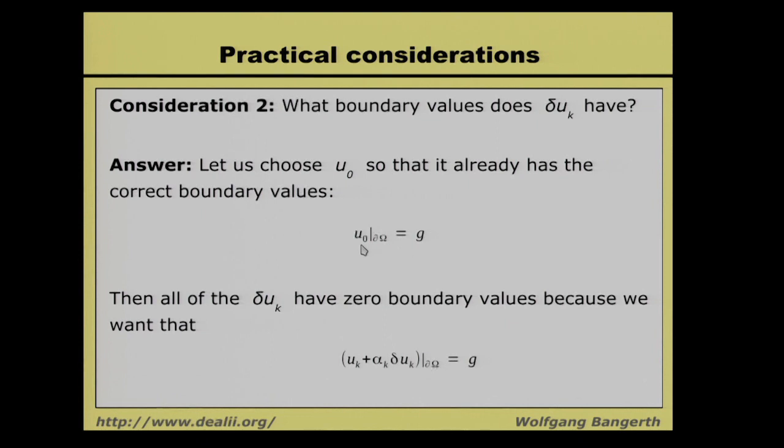So I have that u0 equals g, and I want that uk plus alpha k, that's the step length, we're going to talk about this, so uk plus delta uk should also be equal to g on the boundary. Well, if uk is already g on the boundary, then delta uk must have 0 boundary values. Otherwise, I would compute the wrong boundary values for uk plus delta uk. Okay, so delta uk must have 0 boundary values.